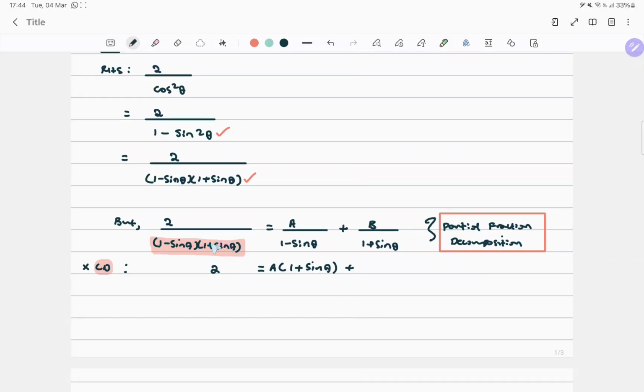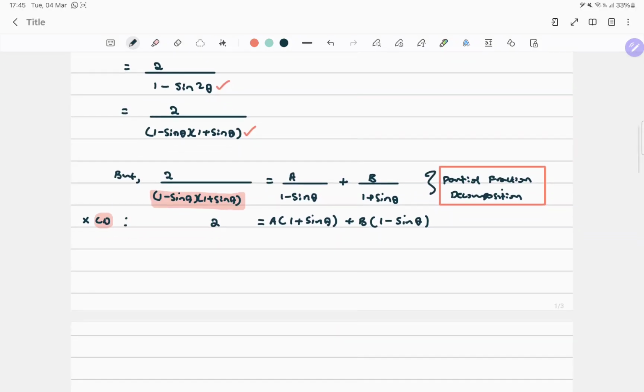Plus, then when we multiply by this there, this one takes that to 1. And so we are left with that multiplying the numerator. So it's going to be b into 1 minus sine theta. Okay, so now this is nice and linear, so we can go to it nicely. So what do we have?